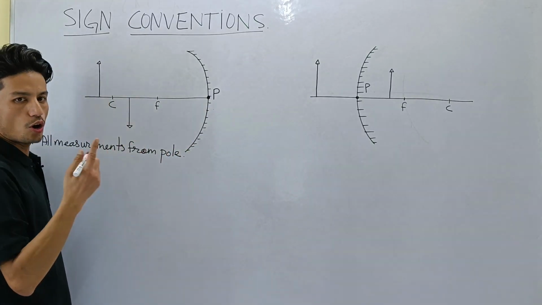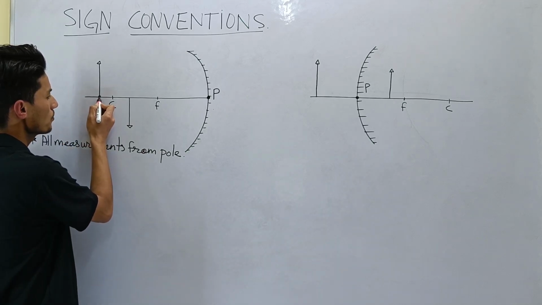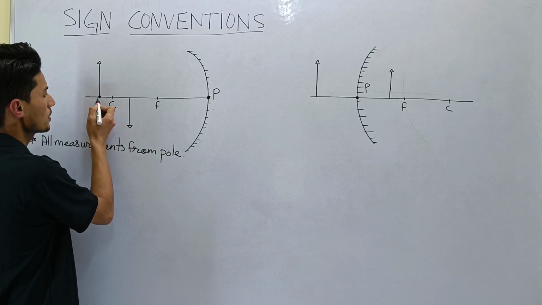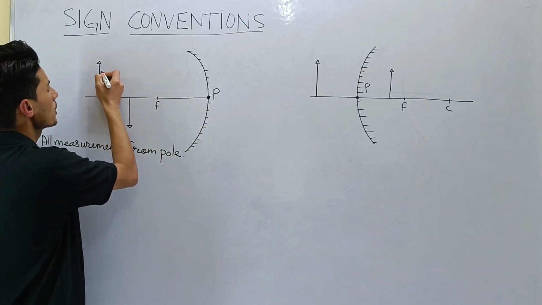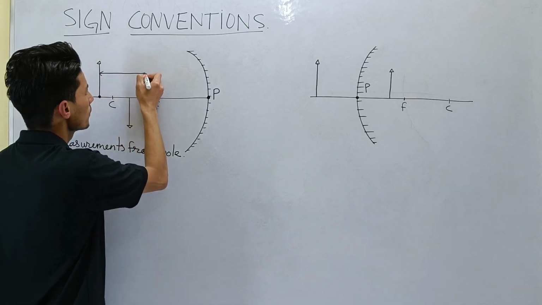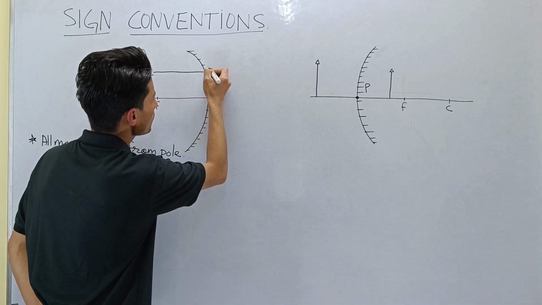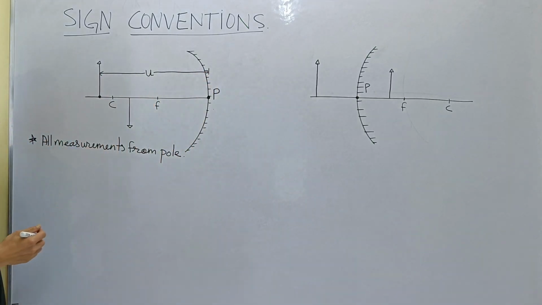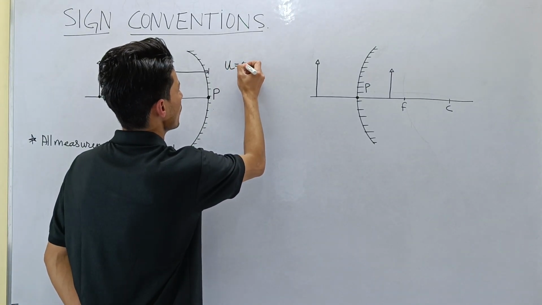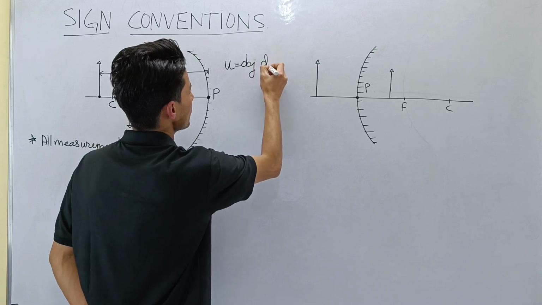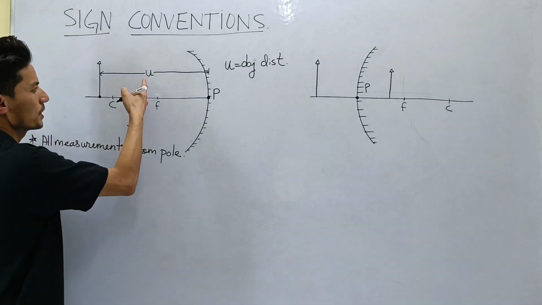Let's measure the object distance. The object is at this point. Let us measure the distance between this point and this point, which will be represented by small letter U. Here you draw an arrow, and right here, U. What is U? U is equal to object distance. All right, now object distance is done.